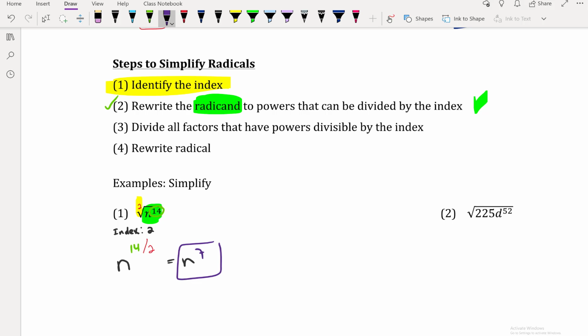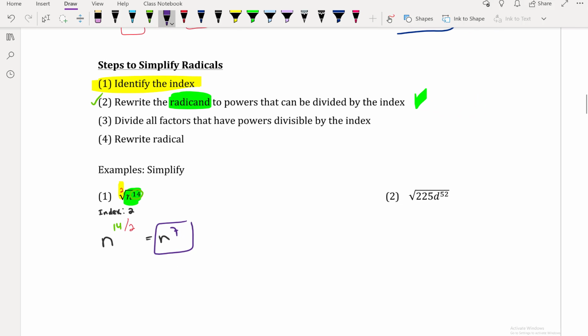Now, let's look at number 2. If I'm looking at number 2, remember our first step is to identify the index. This index by default is a 2 if it's not listed. So I know that my index is 2. So I want to make sure that I can rewrite everything in the radicand that has powers that can be divided by the index. Okay, so I've identified the index.